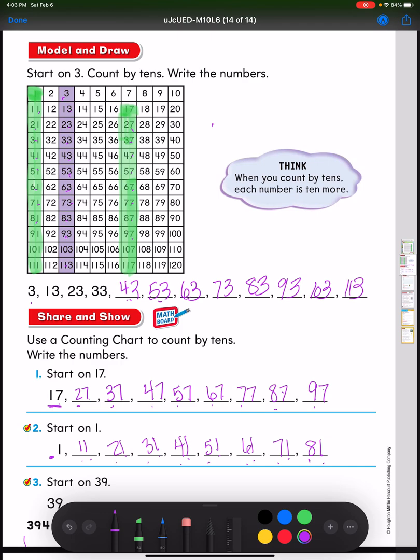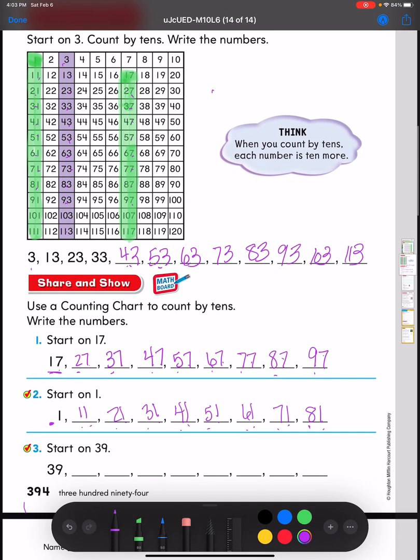All right. Let's go up a little bit. Number 3 tells us to start on 39. So I'm going to find 39, and I'm going to count by tens, which means I'm just going to go down my chart. Just like that.